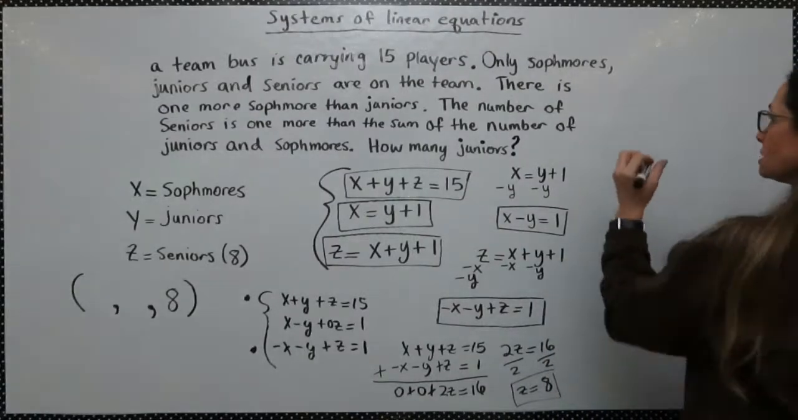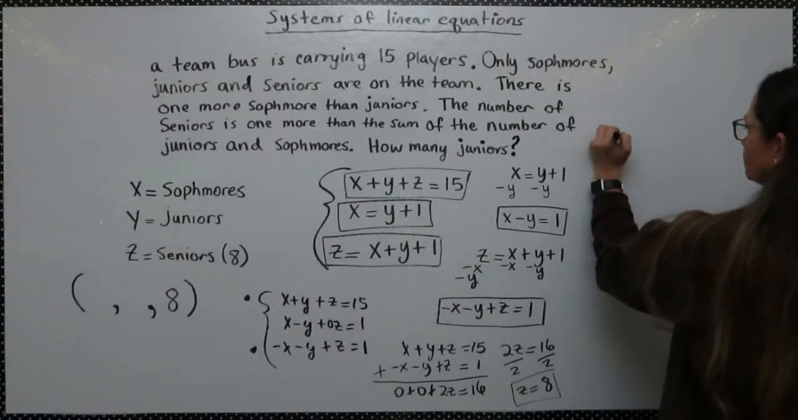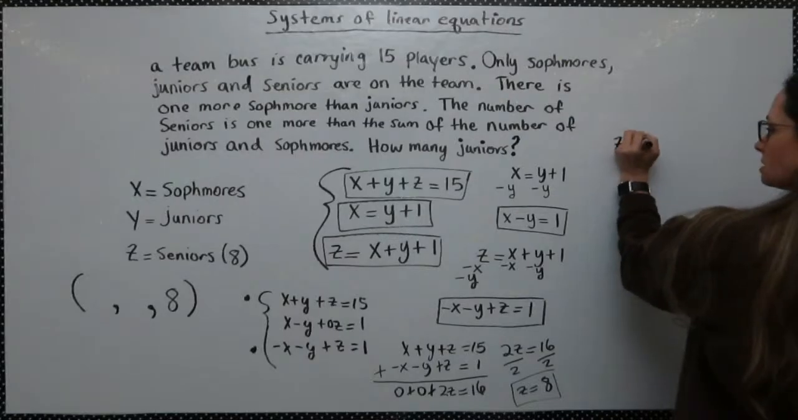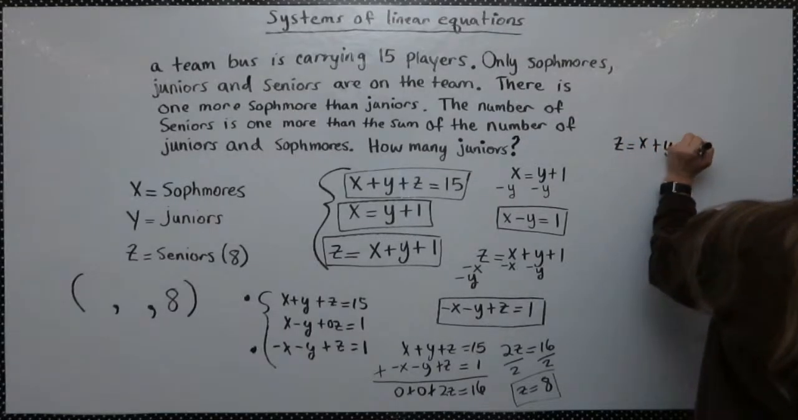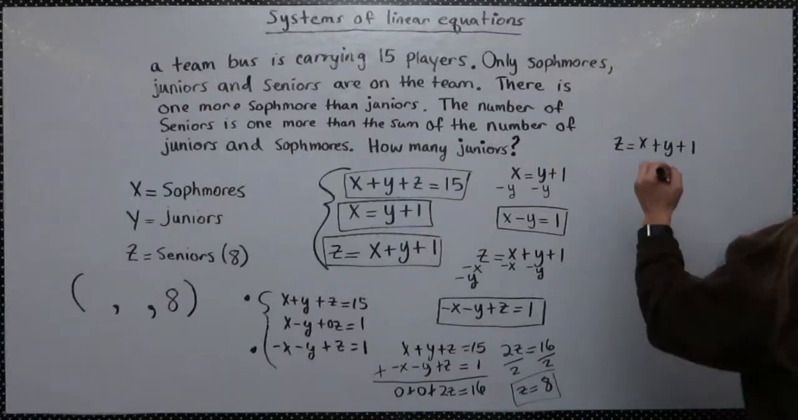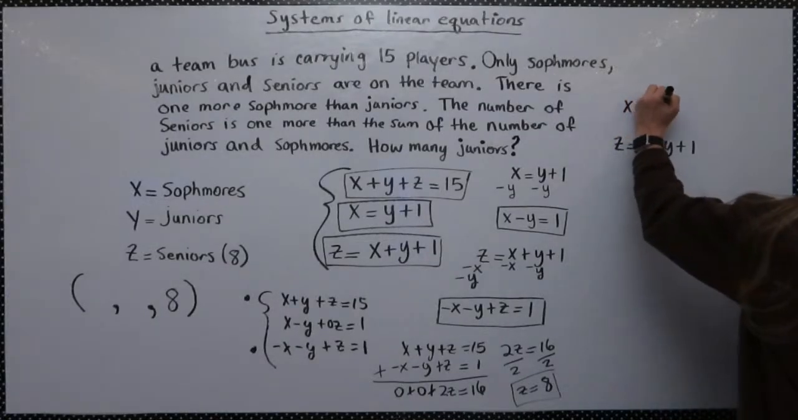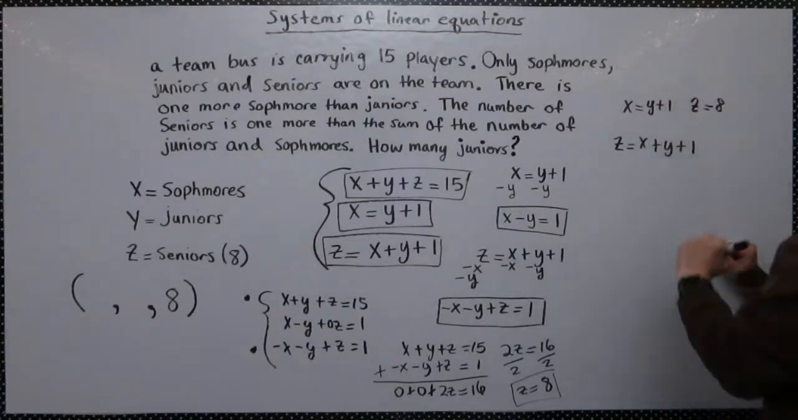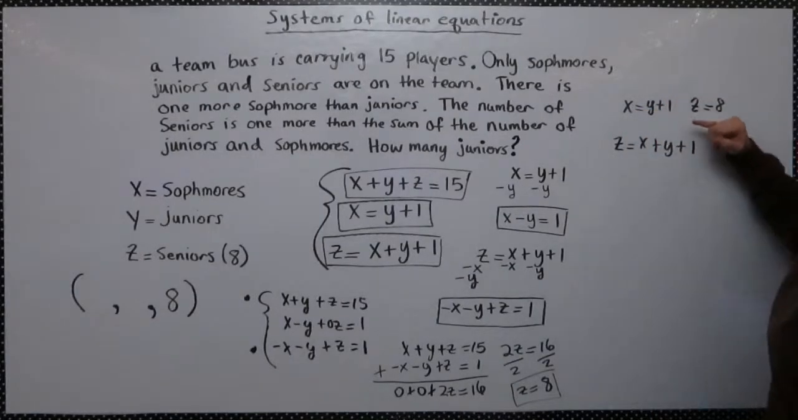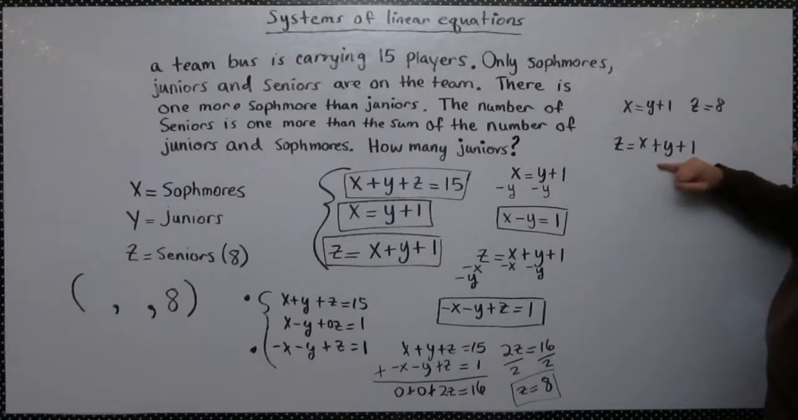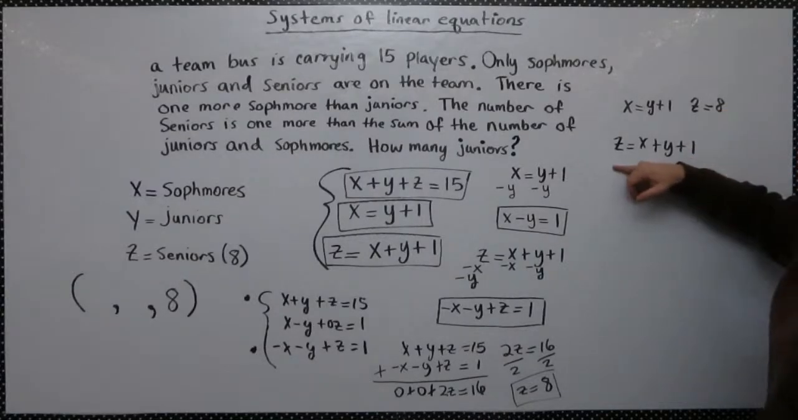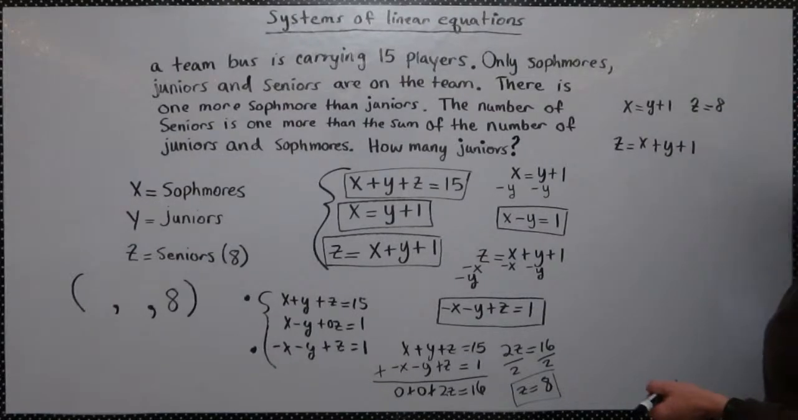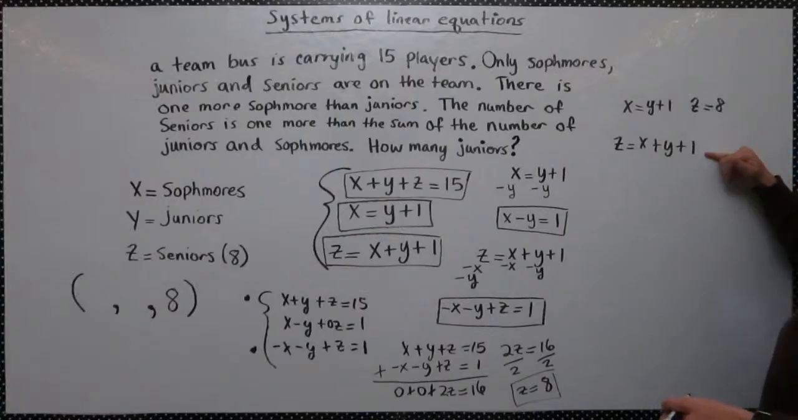So what I'm going to do is use z equals x plus y plus 1, and I'm going to plug in y plus 1 for x here. And then for z, I'm going to plug in what it's equal to, 8. In doing that, I'm going to be able to get it in just terms of one variable. And so that's a strategy. So we'll be able to figure out what y is next, and y is what we were looking for.